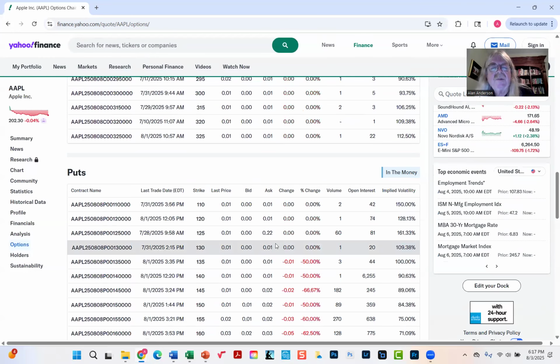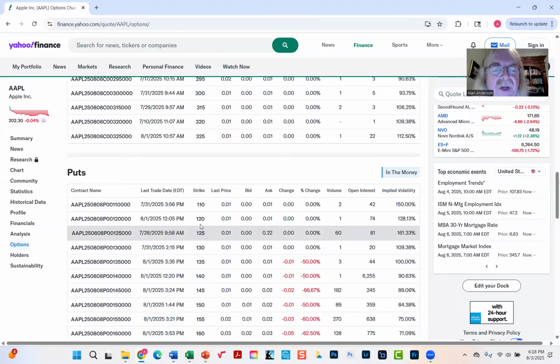Then when we come down here with the puts, it works the other way around. This put with a strike of 110 gives me the right to sell it for 110, which I would never do in a million years. So the value is a penny. The prices of these options are very rarely at zero because there's always a slim chance that they could still be profitable. So normally the minimum price is a penny.